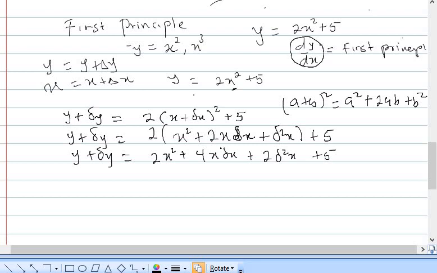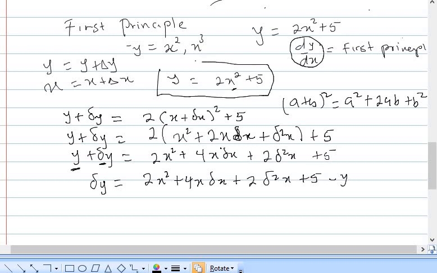So we'll make that, the derivative, the subject first. So we can say del y is equal to 2x squared plus 4x del x, then plus 2 del x squared plus 5, then minus y. And the value of y is given initially as 2x squared plus 5.